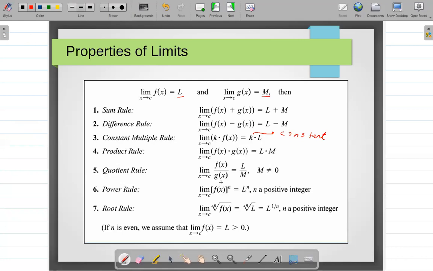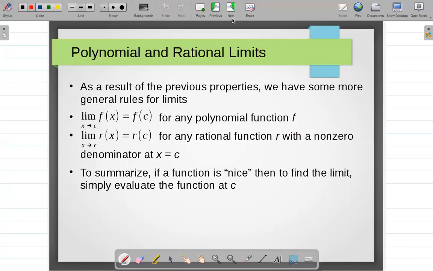Same thing for a quotient. Same thing for power rules. I can just take the limit of the inside part and the power n is still going to stay. Same thing for square root. I can just take the limit of the inside, which is L, right? The limit of f of x is L, and this square root is still going to stay there. Let me do an example here. That will give you a clear idea of what I'm talking about.